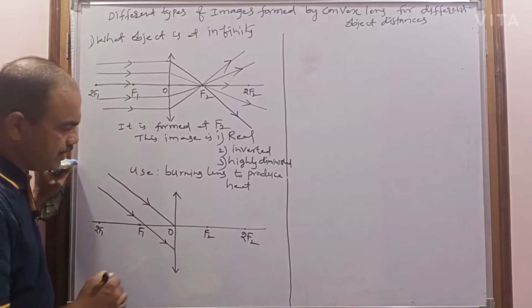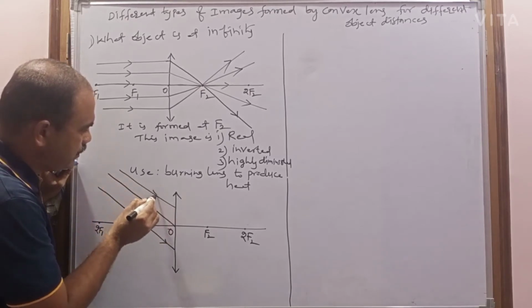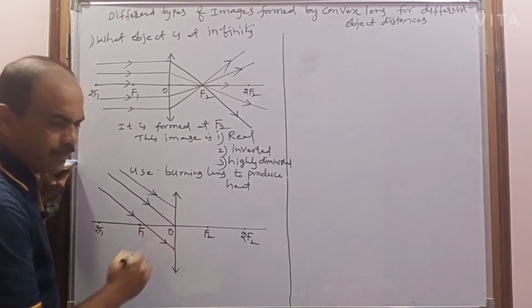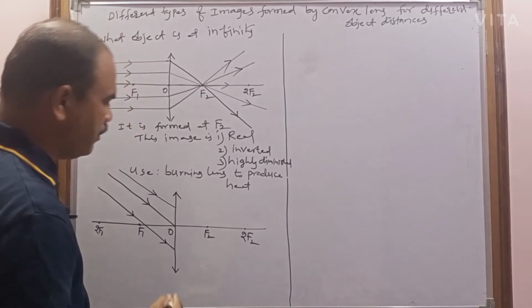So these are the incident rays. They are not parallel to the principal axis. So they are making some angle with the principal axis. Now where is the image formed? The image is formed in the focal plane.